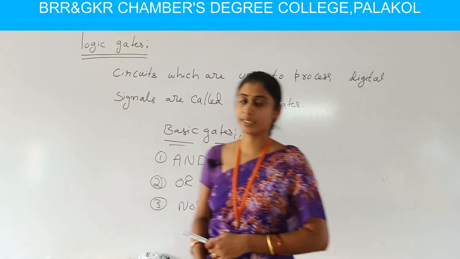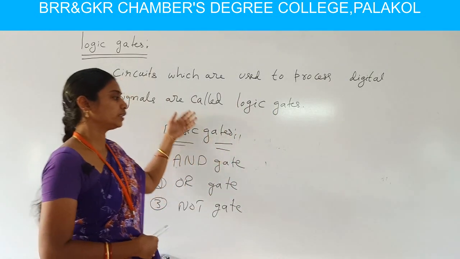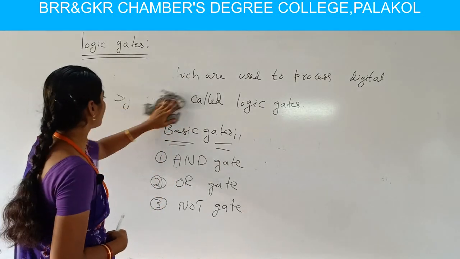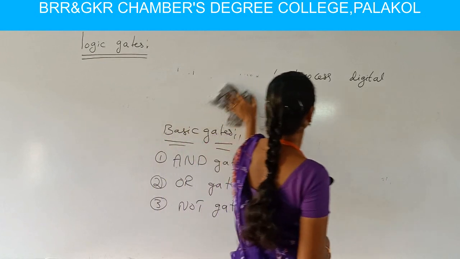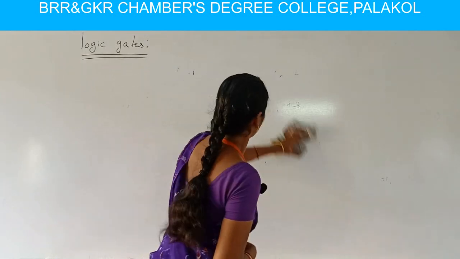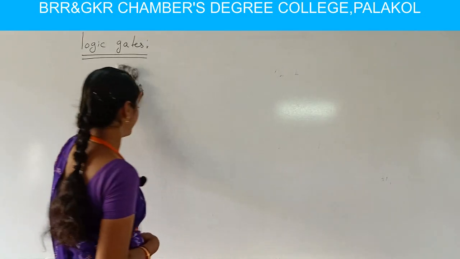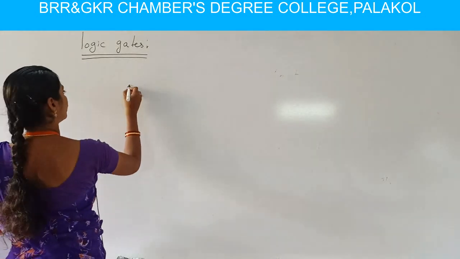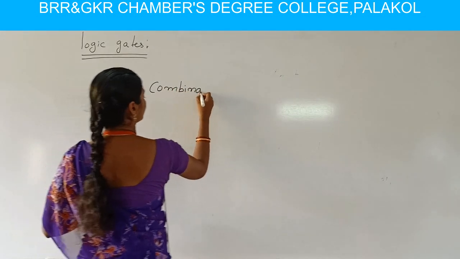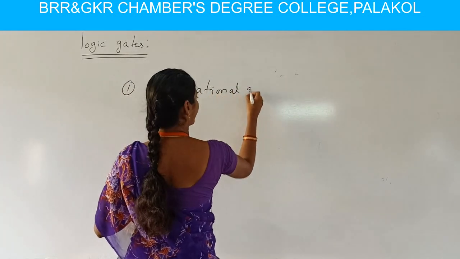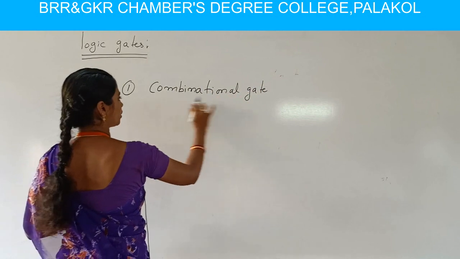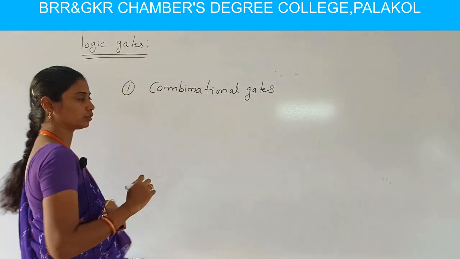Okay, I hope you are following these basic gates. Logic gates are again classified into two types. The first one is combinational gates, or combinational circuits.